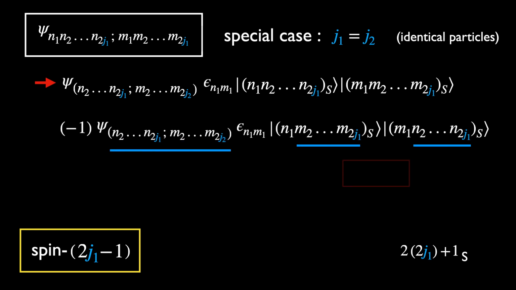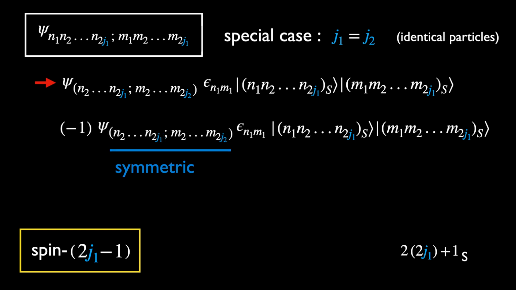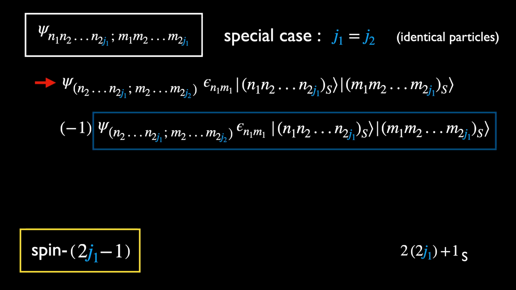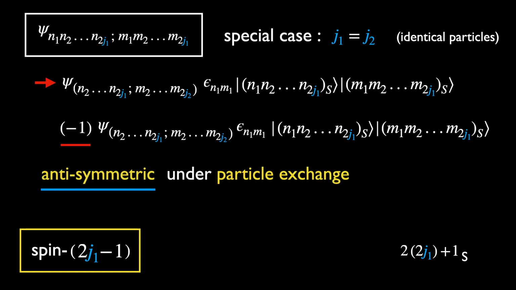Here we do another change of indices. At this point, we can make use of the symmetry of these indices to switch n and m. Notice that the state in the blue box is just the original state. This means our state is anti-symmetric under particle exchange, just as expected with one epsilon. Once again, let's note down the dimensionality and the parity of the exchange, this time anti-symmetric.